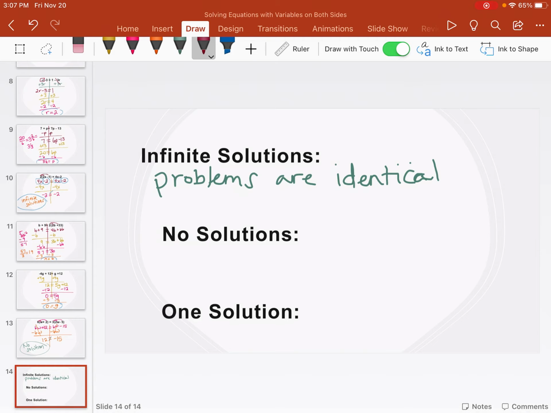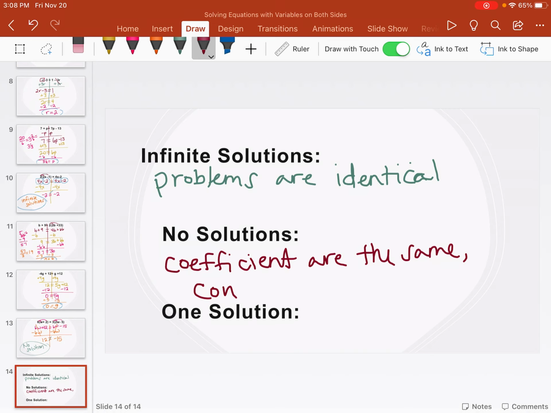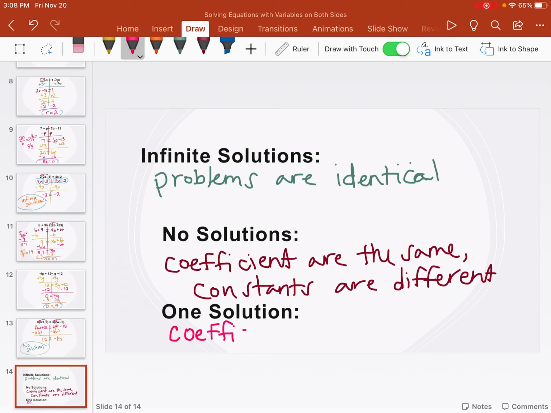For no solutions, this is where the coefficients are the same, but the constants are different. Okay. And finally, one solution. This is actually where we start off with our coefficients that are different.